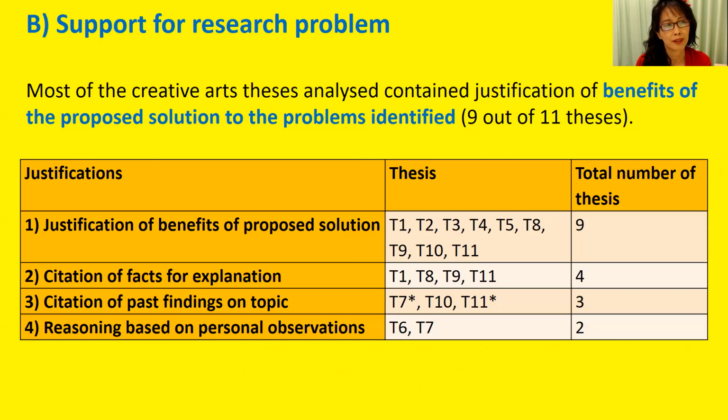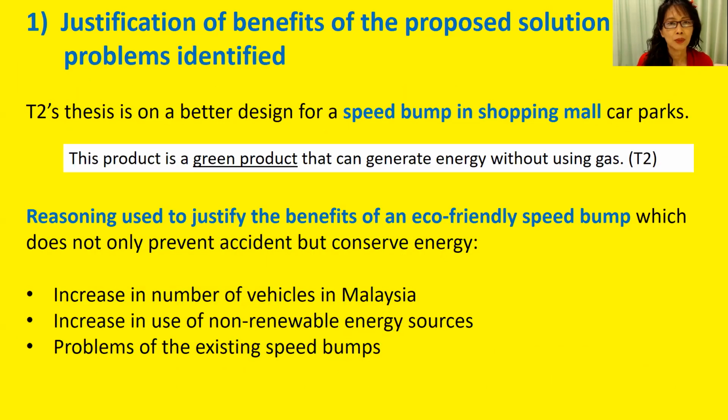Next, we move on to the second part of the results, on the support for the research problem. There are 4 ways that students use to justify the benefits of the proposed solution to the problems. The most common one is just explaining the benefits of the proposed solution. Let me show you this. T2 wanted to come up with a better design for speed bumps in the car parks in the shopping mall, and justified that this is a green product that can generate energy without using gas. T2 does not only talk about this kind of speed bump being more friendly to cars, but also about it being more energy saving.